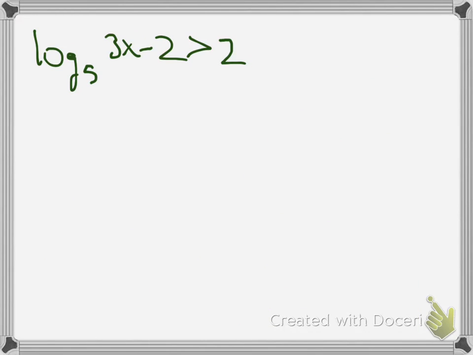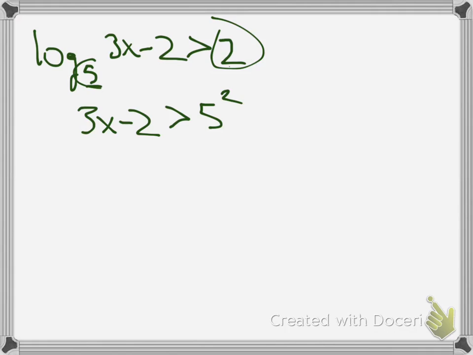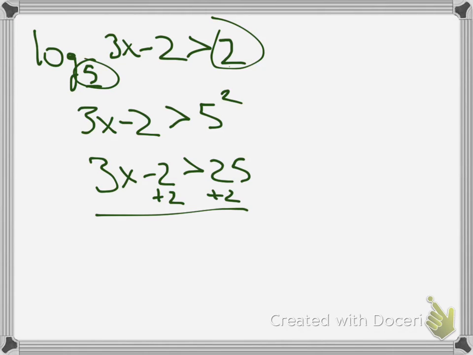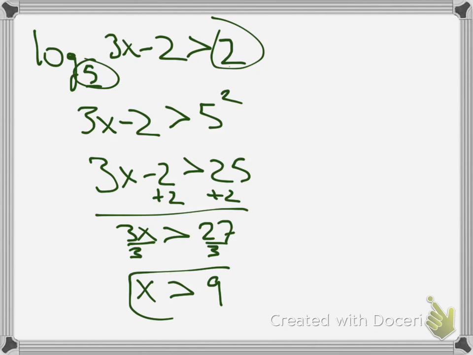Here's another example. This is not on the review. This is a greater than. So I'm going to say 3x minus 2 greater than 5 squared. 5 squared is 25. So now I'm saying 3x minus 2 is greater than 25. Add 2 to both sides, and you've got 3x greater than 27. This worked out nicely, I chose some nice numbers. Divide by 3 and x is greater than 9. And you're done. Very simple.